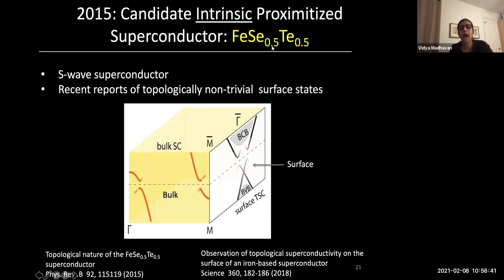Because you have an S-wave superconductor with non-trivial surface states living on the boundaries of the system, it's a beautiful material. It's like a 2-in-1 material. You don't have to do any engineering. And if you turn on a magnetic field in the system, what you should hope to see are Majorana bound states in the vortex cores.